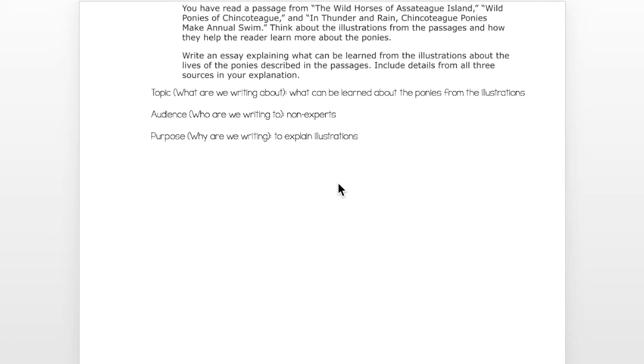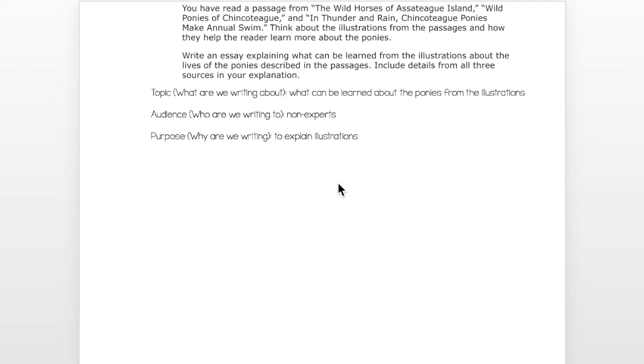You have read a passage from The Wild Horses of Assateague Island, Wild Ponies of Chincoteague, and In Thunder and Rain, Chincoteague Ponies Make Annual Swim. Think about the illustrations from the passages and how they help the reader learn more about the ponies. Write an essay explaining what can be learned from the illustrations about the lives of the ponies described in the passages. Include details from all 3 sources in your explanation.